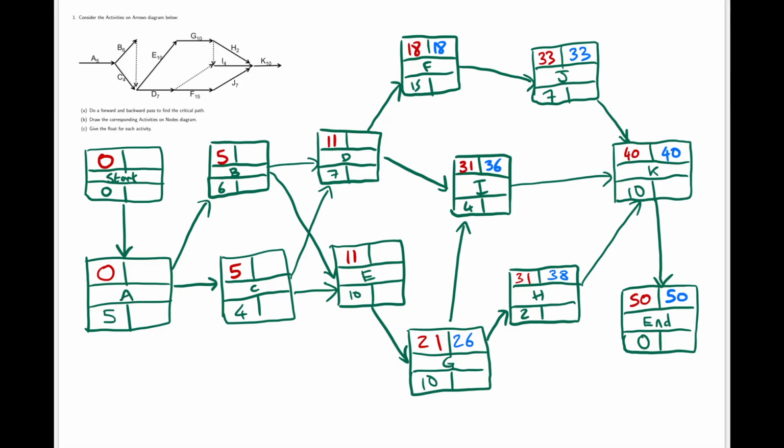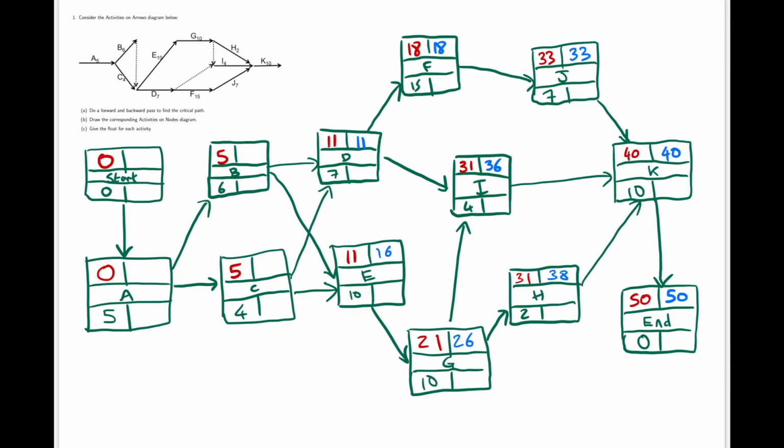Similarly for D, the latest time I can start is time 36. The latest time F can start is time 18. So you want to make sure we finish D by time 18, the minimum out of those. And D takes 7 time units, so it will be 18 minus 7, giving 11. For E, we want to finish E by time 26 so that G can start. 26 minus 10 is going to be 16.